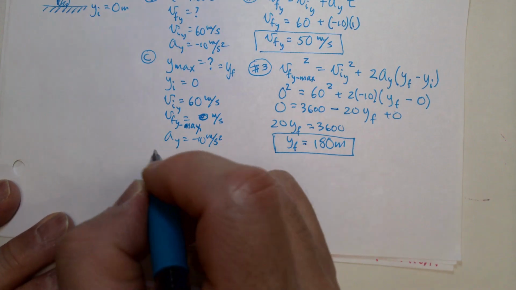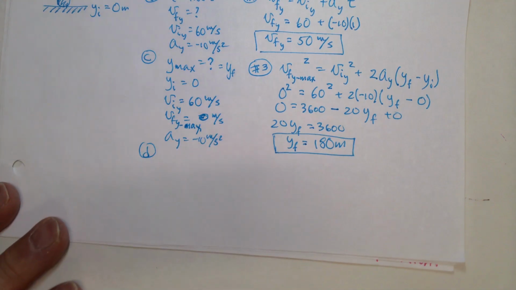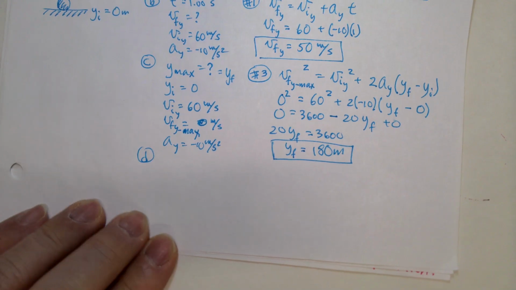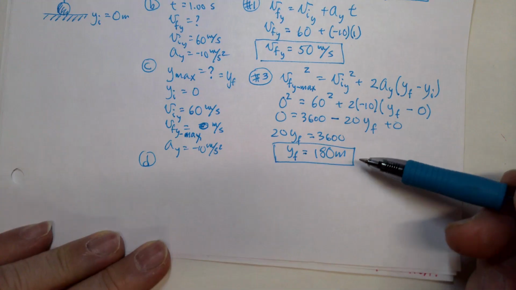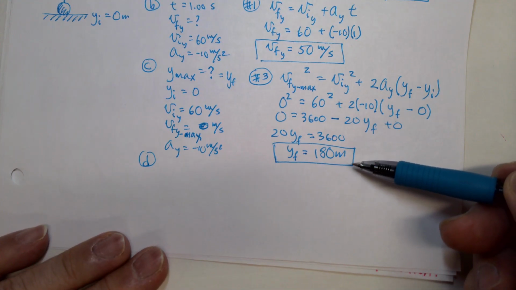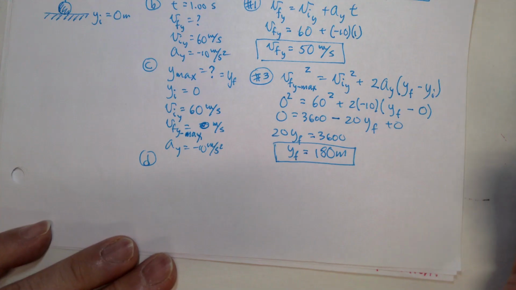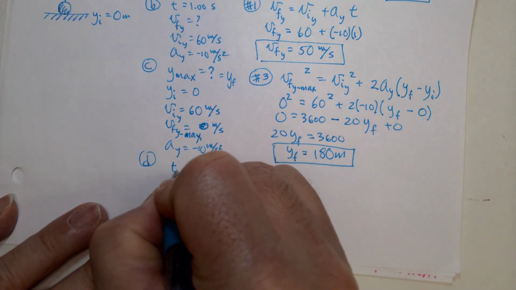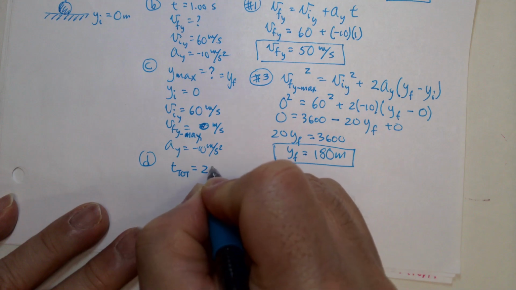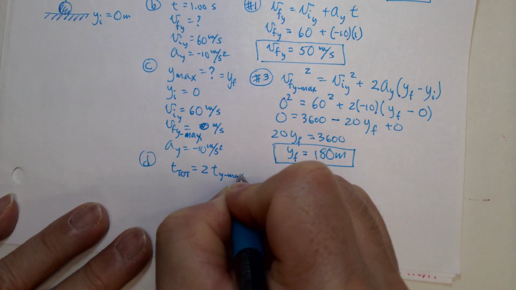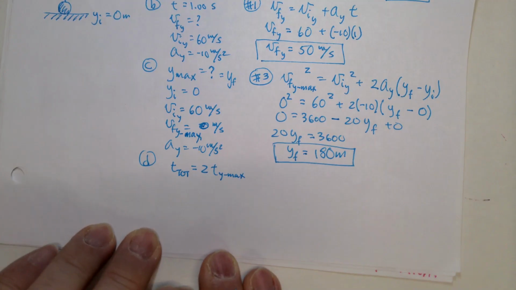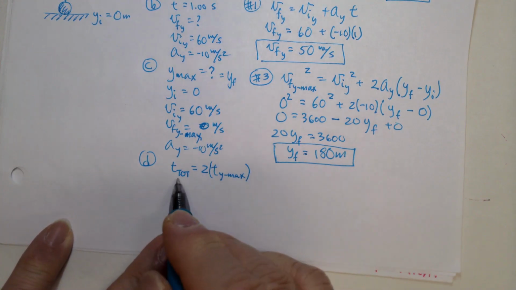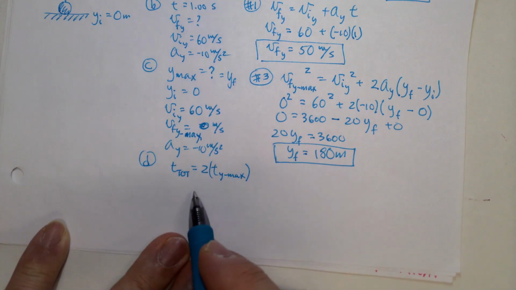And then for part D, they want to know how much time elapses between leaving the ground and returning to the surface. Well, if we could find out how much time it takes to go to the maximum height and double it, we'll know the total time, right? So T total is equal to 2 times Ty max, right? So if we could figure out Ty max, then we can figure out how much time it's going to take to go up and down.